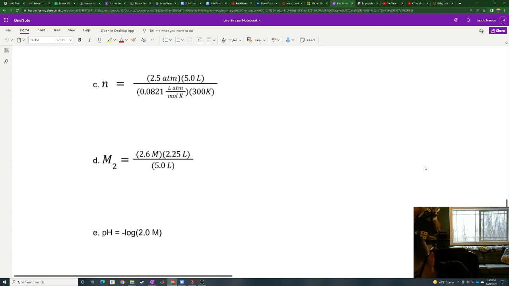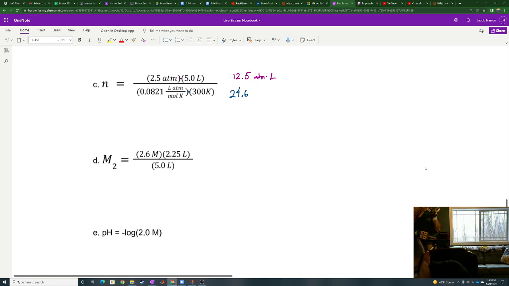So I'm going to multiply everything in the top, 2.5 times 5, and I get 12.5, and that's technically ATM times liters, right? Then I'm going to multiply everything in the bottom. So I'm going to do 0.0821. Be careful with your decimal. 0.0821 times 300. So I'm multiplying those, and I get 24.63. I just call it 24.6. That's fine.